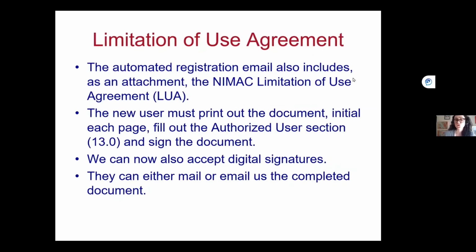The automated registration email that they received with that link also has an attachment, which is the NIMAC limitation of use agreement. So the new user will need to print that document, initial each page, fill out that authorized user section, which is section 13.0, and sign that document. And as I mentioned earlier, we can accept digital signatures on these as well, so they can complete them digitally. And they are welcome to mail or email those back to us.